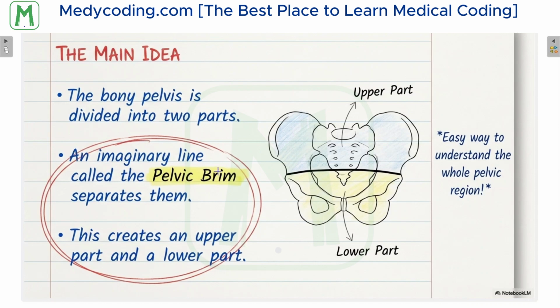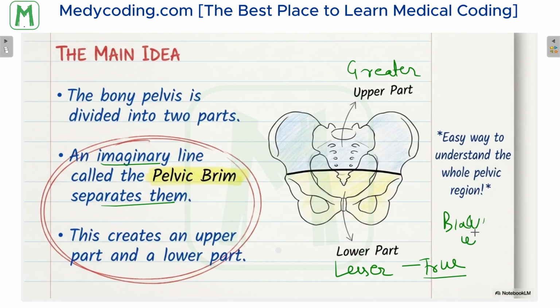So what is the pelvic brim? The pelvic brim is the imaginary line that separates the upper part of the pelvis, that is the greater pelvis, and the lower part of the pelvis, that is the lesser pelvis. The lesser pelvis is also known as the true pelvis because it contains pelvic organs: bladder, uterus, rectum, etc. The greater pelvis, or upper pelvis, is also known as the false pelvis. It is actually part of the abdominal cavity and supports abdominal organs like the intestines.